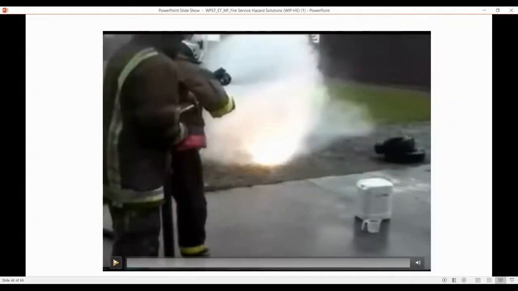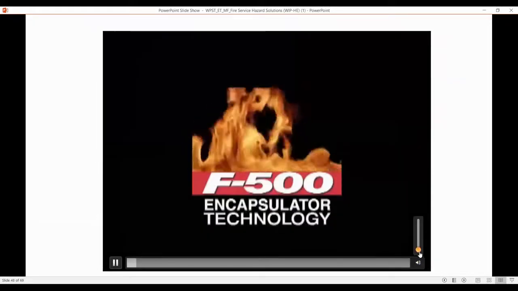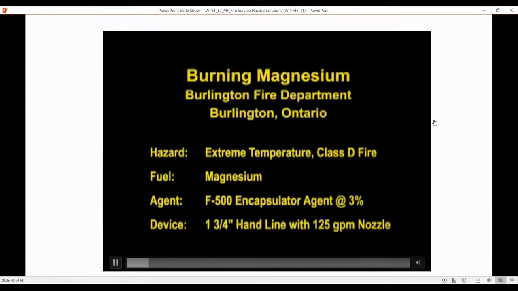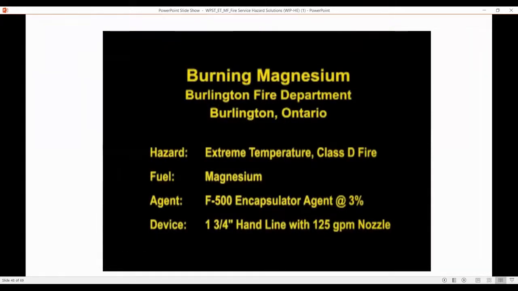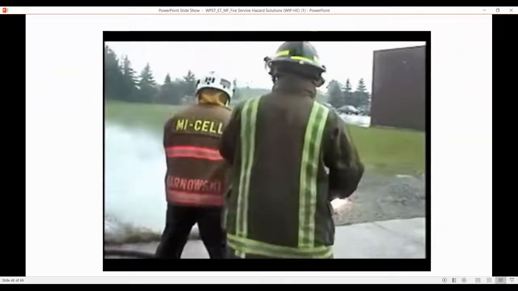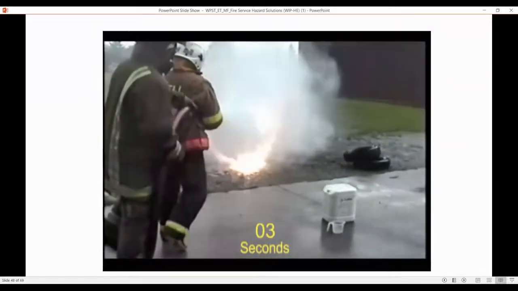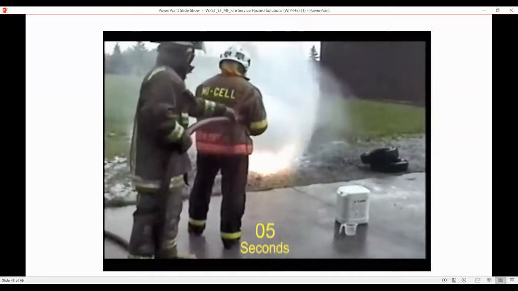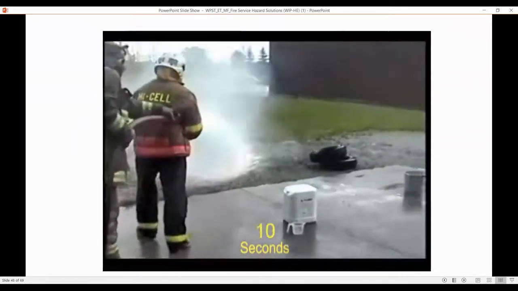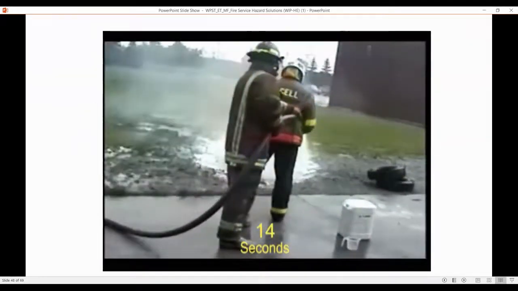This is a magnesium fire, so this is actually a magnesium lawnmower deck, one of the old Lawn-Boys. Here they're going to be using a hand line, again, with a 3% solution of F500. You get that definite bright white light that you know you have magnesium involved. Again, you're seeing the same thing, that rain down technique. We're trying to gently rain the agent down, start to pull the heat out of that magnesium.